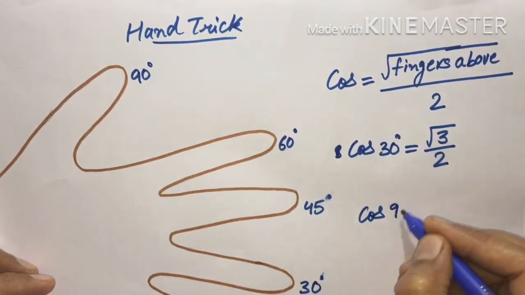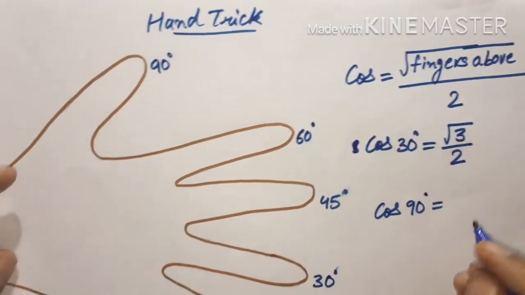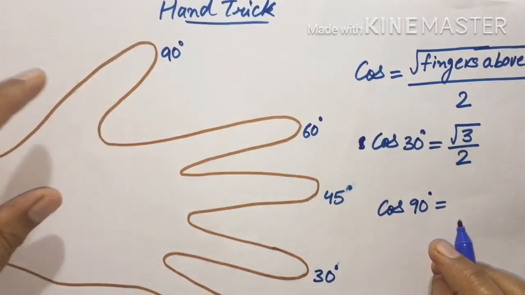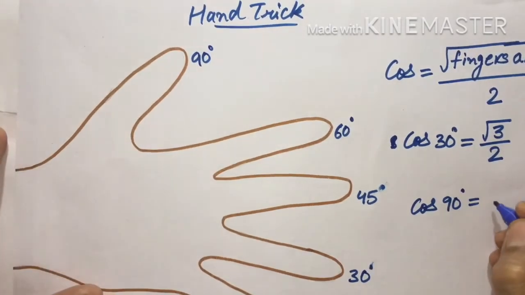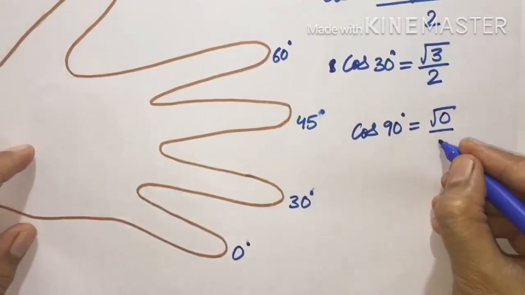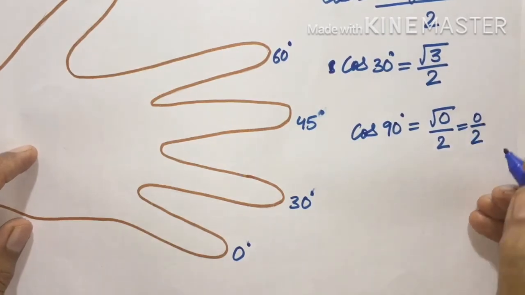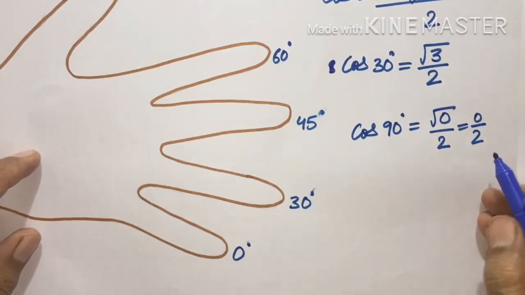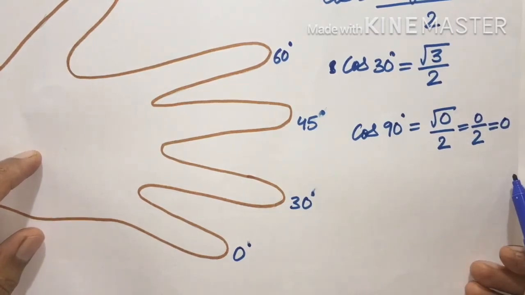And cos 90 degree. If I take cos 90, then this is the cos 90. Above 90 degree, no finger is there. So we will write down 0 upon 2. So 0 upon 2 will be 0. So cos 90 is 0.